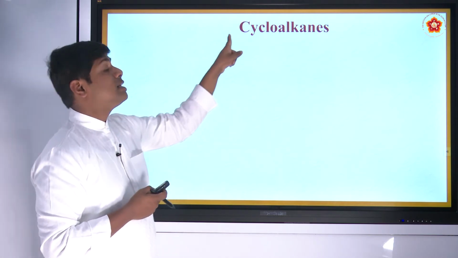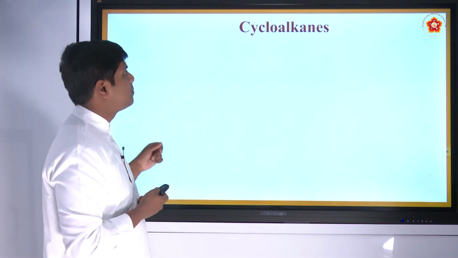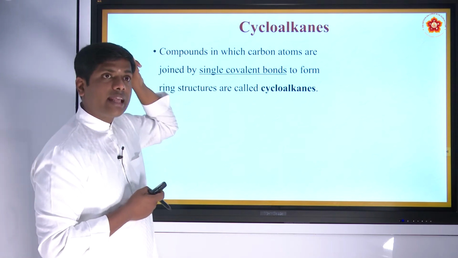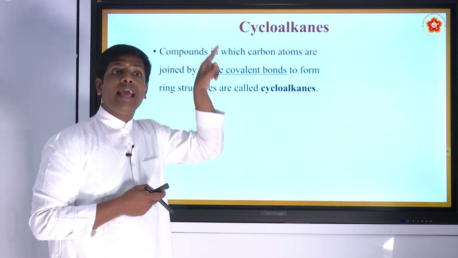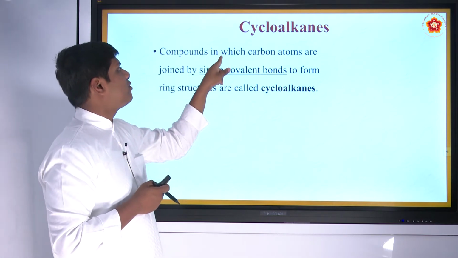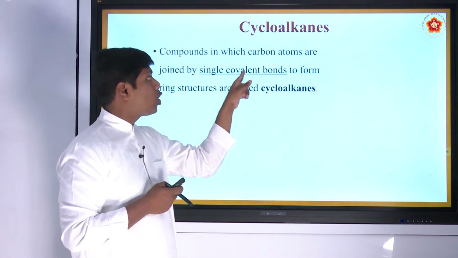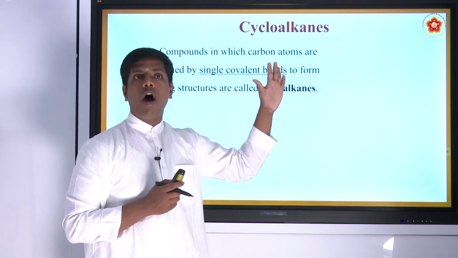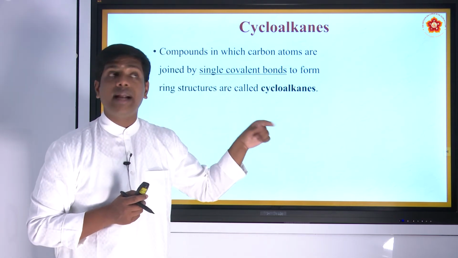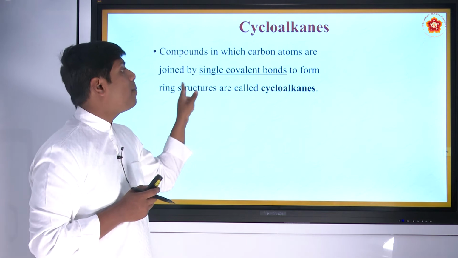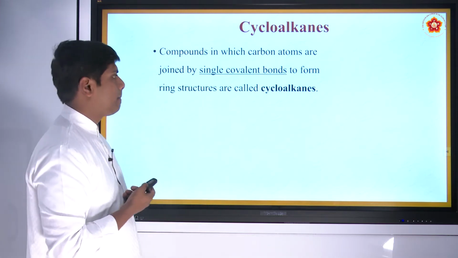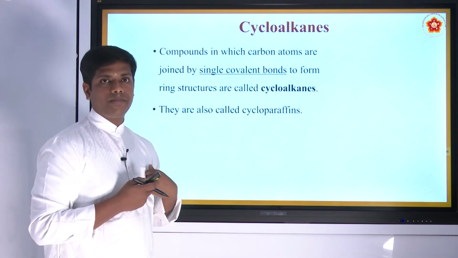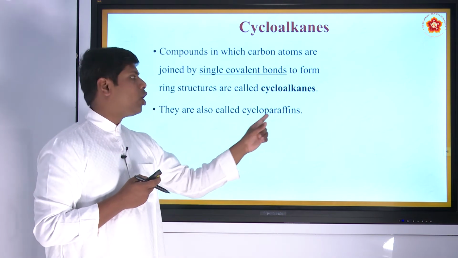Let us look into cycloalkanes. What are cycloalkanes? Same as alkanes, but here they form a ring shape. Compounds in which carbon atoms are joined by single covalent bonds to form ring structures are called cycloalkanes. Similar to alkanes, but cycloalkanes form ring structures. They are also called cycloparaffins.